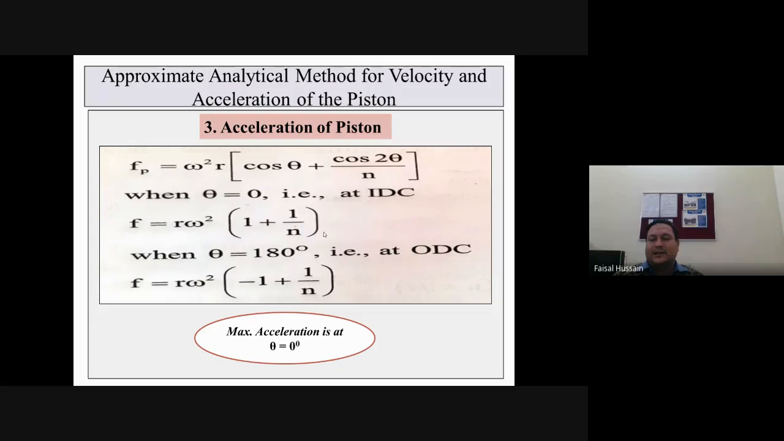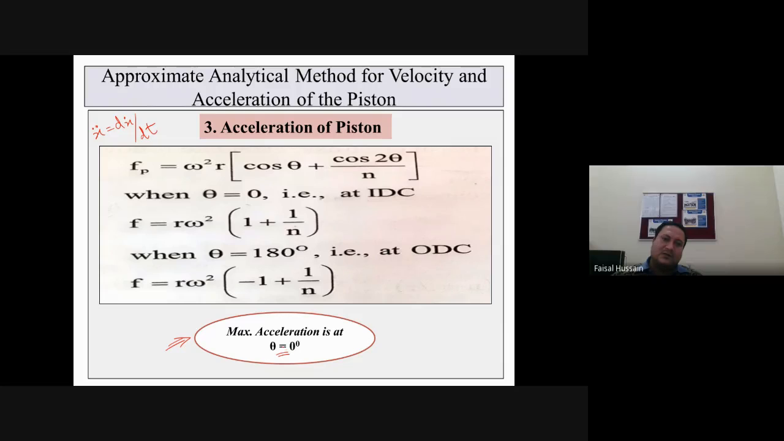Now, in acceleration, what are we doing? In acceleration, we are differentiating velocity with respect to time. Now, acceleration of the piston will be omega square r into the bracket cos theta plus cos 2 theta by n. Here, students, you should note this point, which I have highlighted: when crank angle theta is 0, maximum acceleration will occur.